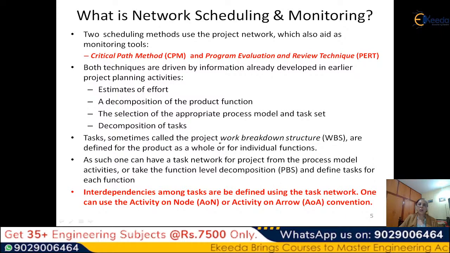Then the task breakdown, sometimes called the project work breakdown structure, defines the product as a whole in terms of individual functions. For each individual function, we must have the tasks, the work breakdown structure. So one can have a task network for the project from the process model activity, or take the function level decomposition and define the tasks. This is the same thing that I showed, but it is our answer to what network and schedule monitoring is. Then the interdependencies among the tasks are to be defined.